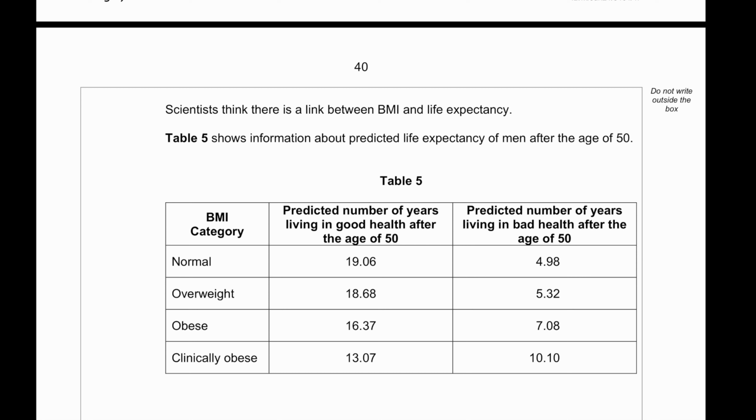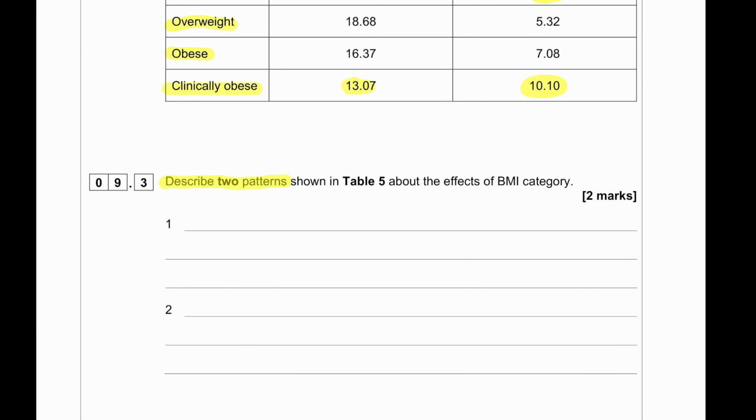The scientist thinks there is a link between BMI and life expectancy. Table 5 shows information about predicted life expectancy of men after the age of 50. For example, for the BMI categories normal, overweight, obese, and clinically obese, we have a predicted number of years of living in good health after the age of 50, ranging from 19.06 to 13.07 for clinically obese, and a predicted number of years living in bad health after the age of 50, which for normal is 4.98 and increases to 10.10 for clinically obese. Describe two patterns shown in table 5 about the effect of BMI category.